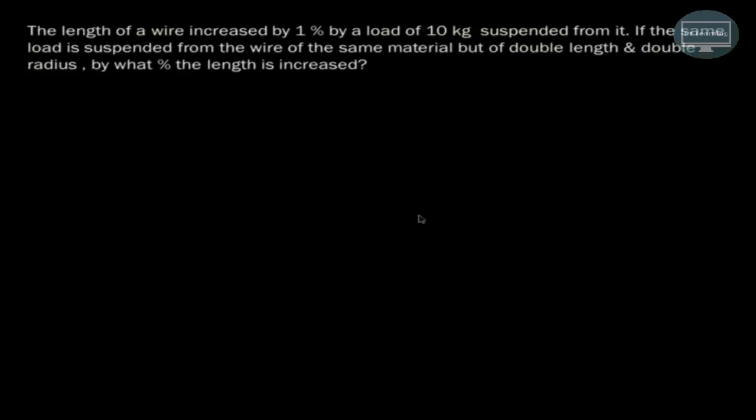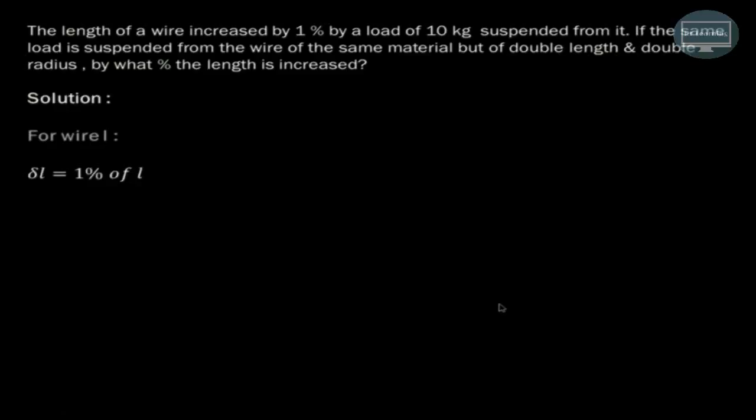Now suppose in the next example it is given that the length of the wire is increased by 1% when a load of 10 kg is suspended from it. Now if the same load is suspended from a wire of the same material but of double length, so here the length of the other wire is 2 times the length of the original one, and the radius is also double, then we have to find out what is the percentage length that is increased.